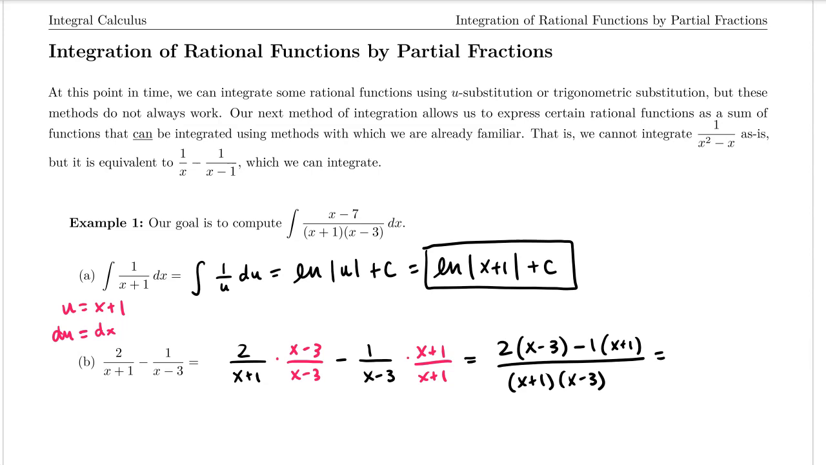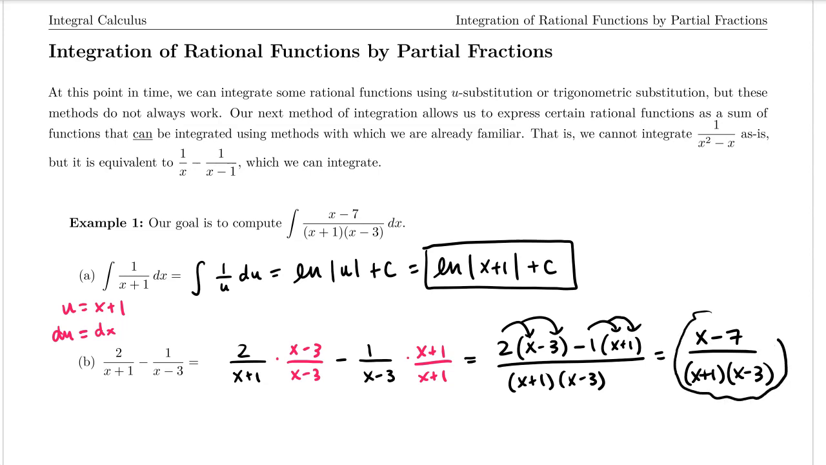And if you go about simplifying the numerator, if I distribute in this 2 and this minus sign, and then I simplify, my numerator is going to end up equaling x minus 7. And my denominator is x plus 1 times x minus 3. Now, is that a coincidence? Absolutely not, because notice that this expression is our original integrand.